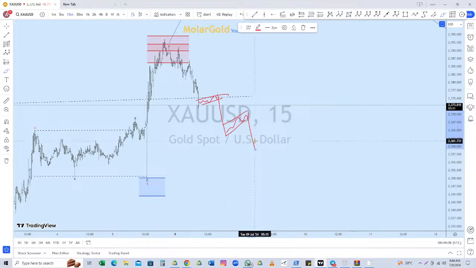sell. And this is where the MolarGold indicator makes it very, very easy for you to trade because it gives you entries on all of these positions in the right direction.